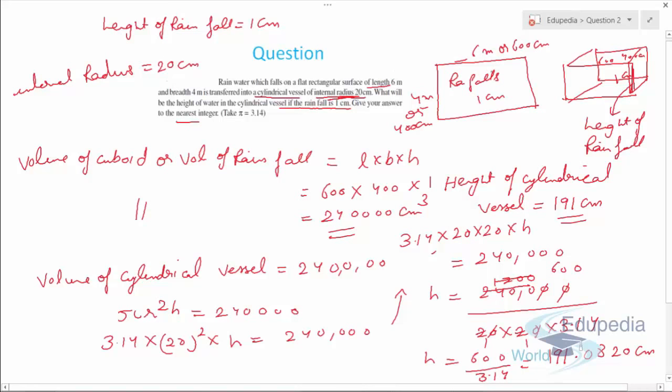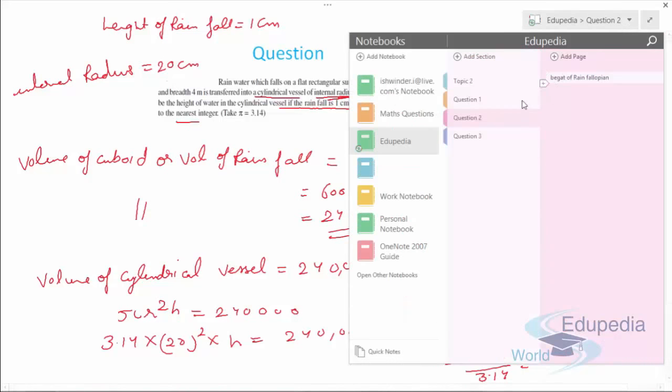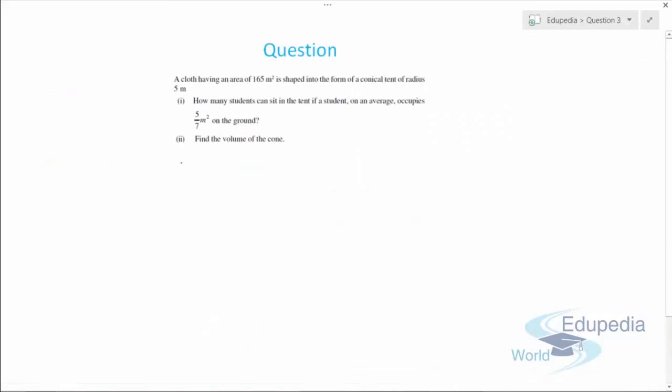So let's do the next question, which is question number 3, and which is also the last question of this video. Now the question says that a cloth having an area of 165 meter square is shaped into the form of a conical tent of radius 5 meters. How many students can sit in the tent if a student on average occupies this much area on the ground? And the second part is we need to find the volume of the cone. Again, it's a very interesting question.